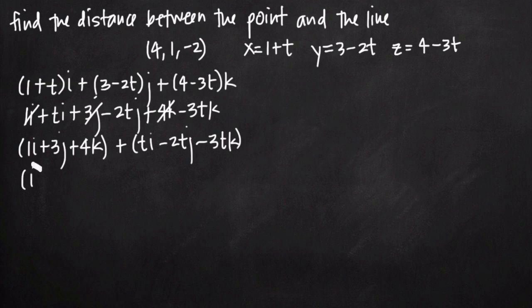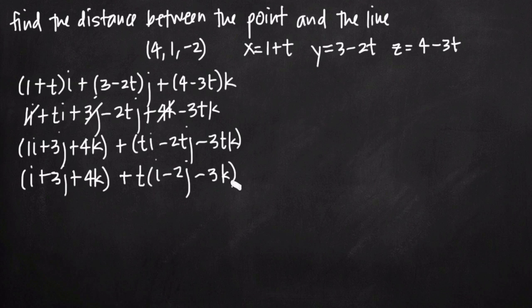Once we've grouped our terms together like this, all we want to do is factor out a t from this second group. Notice that each of these terms involves a t. We can pull that out in front, and what we're left with is just i minus 2j minus 3k. The cool thing about putting the equation of the line in this form is that the coefficients in this second group give us our direction numbers. The coefficients in this first group give us a point through which the line passes.